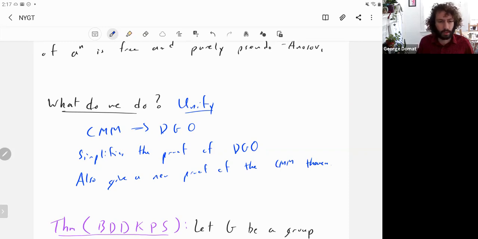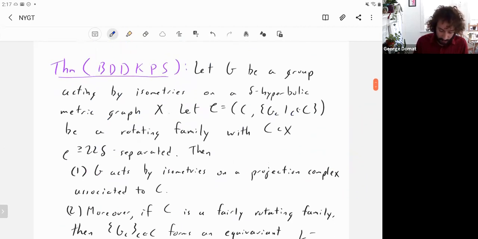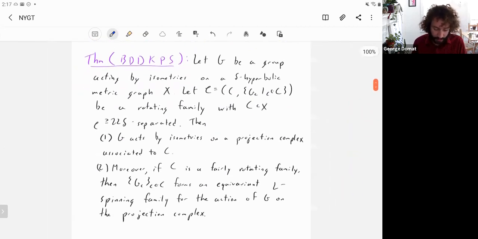Great. So what does our theorem say? It might not mean that much right now, but I want to state it, and later on I'll make sure everything gets defined. Basically, it says that if you have the setup of DGO, then you can transform it into being in the setup of CMM. And so then if you get there, you just directly apply the CMM theorem and you get the result that you want. So what is the setup? You start with the DGO setup, which is a group acting on a delta hyperbolic space with this rotating family. Then the first thing we prove is that with this setup, you can build an action on a projection complex.